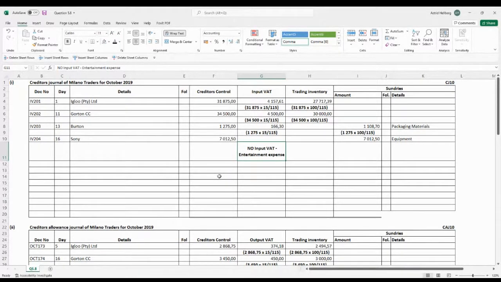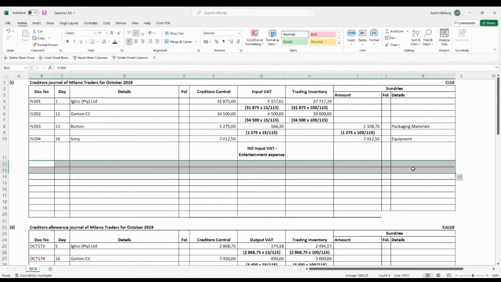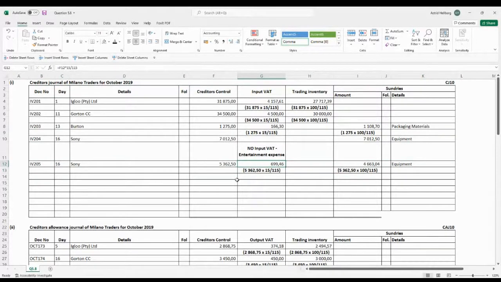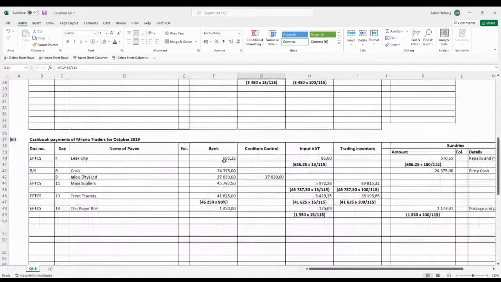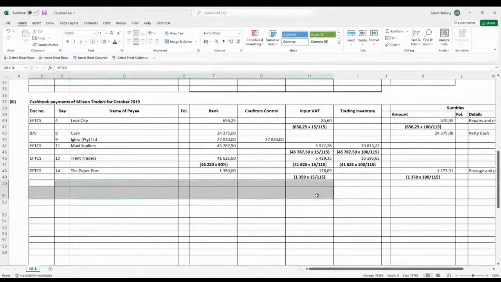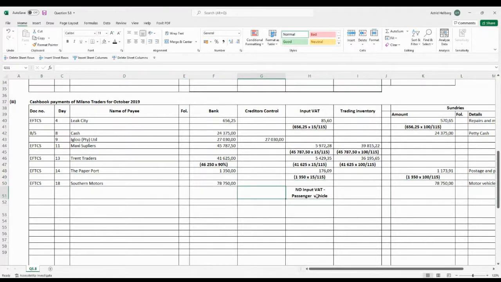Then on the 16th, Sony, we purchased a laptop for a sales representative. Okay, so on the 16th, it was also an invoice. That one you can claim input VAT for because of the fact that it is used for business purposes and it is not one that has a limitation on it. Then on the 18th, we purchased cash, we purchased a motor vehicle. So we said because of the fact that that motor vehicle is one of the prohibited items where input VAT is denied, we will not claim any input VAT because it is a passenger vehicle. Okay.